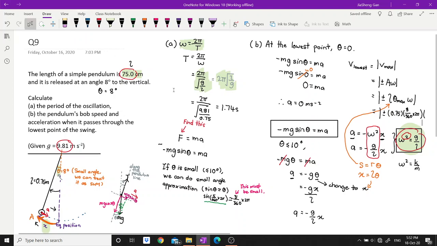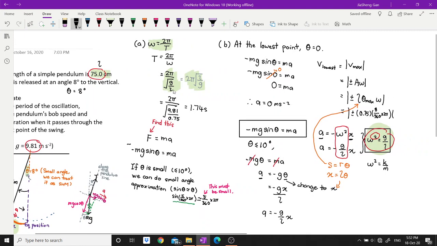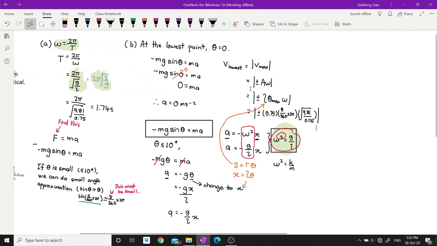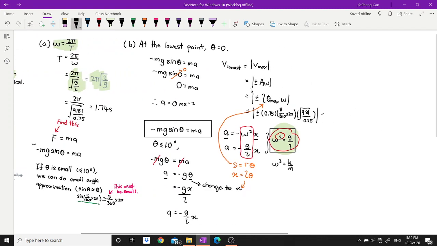Omega, as you know just now, is just square root of g over L. So it's 9.81 divided by the length of the string, which is 0.75. Just close it back. So now if you continue the calculation, you'll be able to get the value 0.38 meter per second. So that's the speed at the lowest point of the simple pendulum.